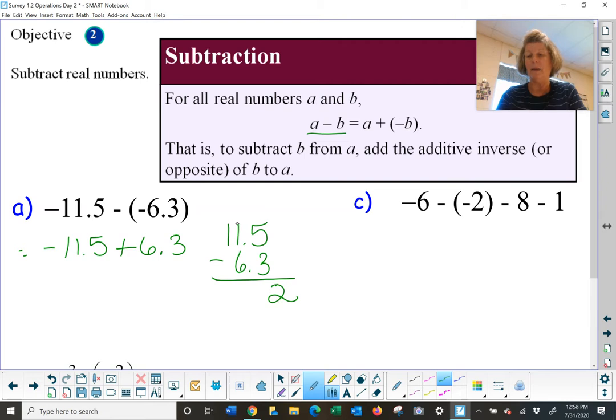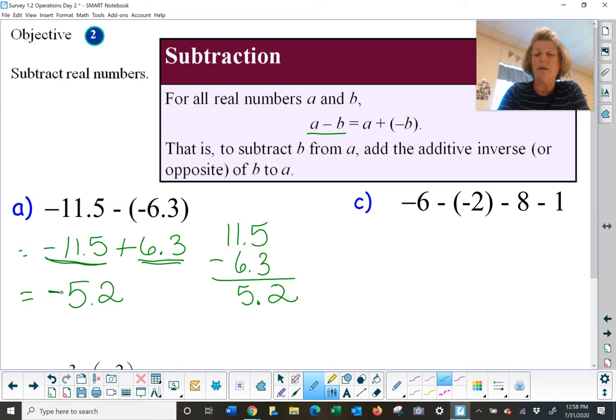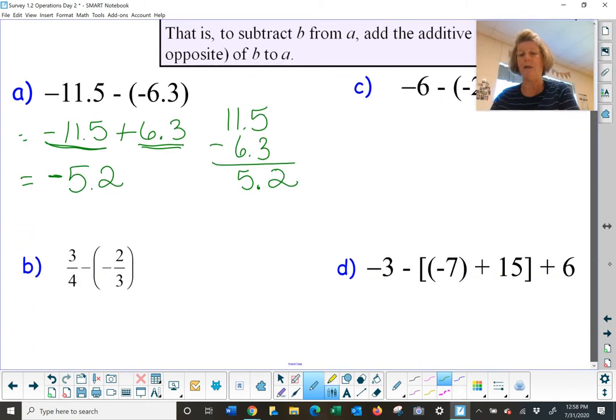5 minus 3 is 2. 11 minus 6 is 5. Decimal point goes there. Now, if I just wrote down 5.2, I'd be incorrect because negative 11 is a larger negative, more negatives than there are positives. So my answer indeed will be negative 5.2. Let's go to question B.